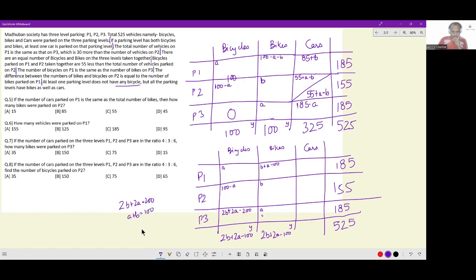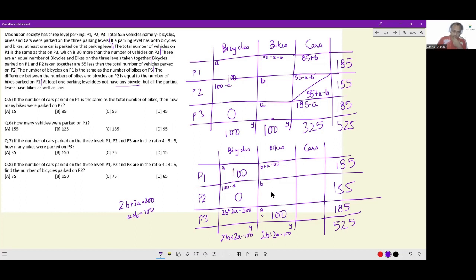If a plus b is 100, then bikes on the first level will turn out to be 0. And I cannot have bikes 0 anywhere. Bicycles can be 0 somewhere. So this cannot be 0. P1 count of bicycles cannot be 0. P3 count of bicycles cannot be 0. So only P2 count of bicycles can be 0. For this to be 0, A has to be 100 itself. This is 100. And this is 100.